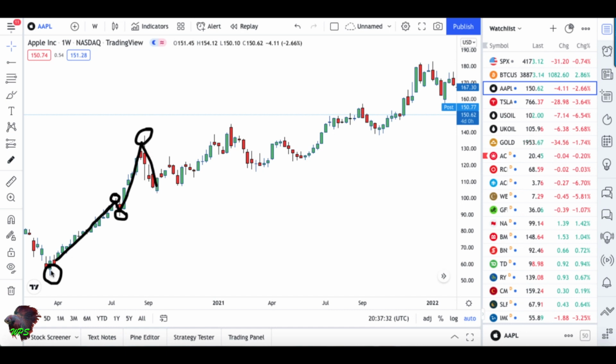So we have a lower low, high, higher low, higher high, higher low, okay. But where's the higher high? Well, this is not a higher high because it's not higher than this one. This is a higher low, but it's not higher than this one.